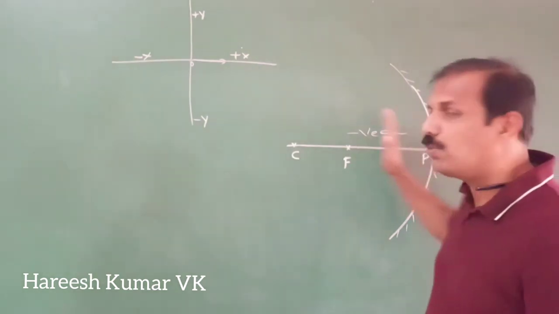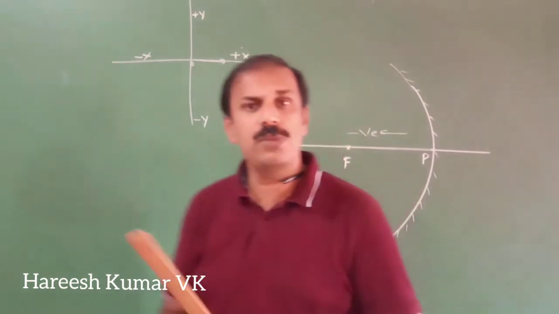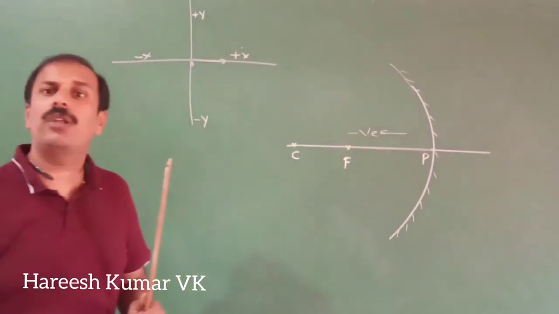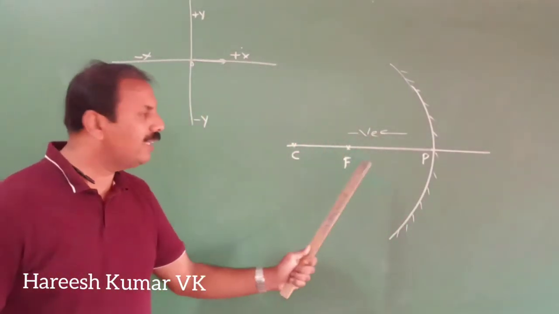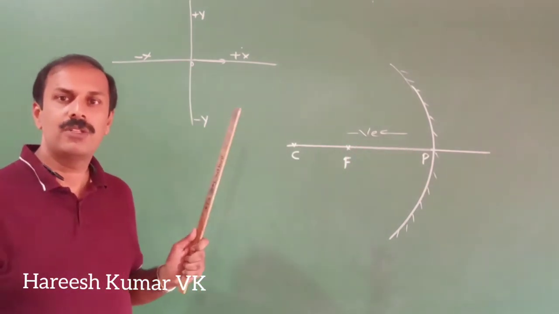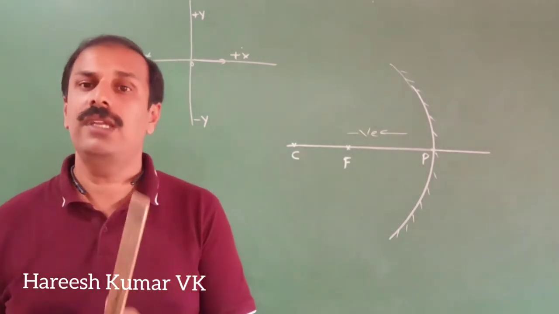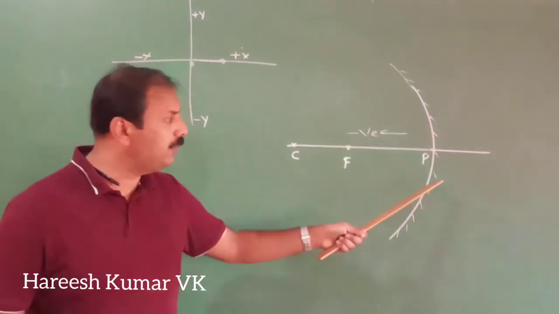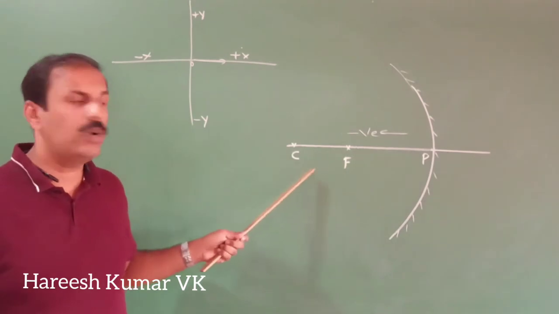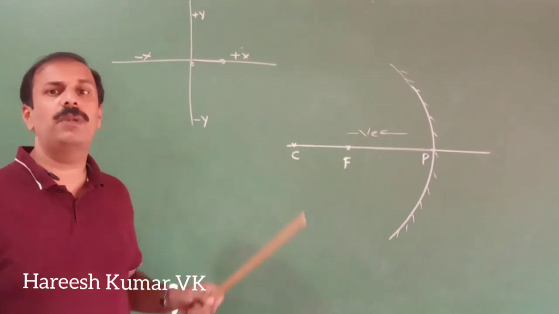So all the distance toward that side is negative, minus x. So if the focal length of this mirror is 20 centimeters, how do you have to use it in the numerical problem? Focal length is minus 20, because the focal length is toward this side. So from here you can get that the focal length of any concave mirror will always be negative. Radius of curvature of a concave mirror also will be negative.